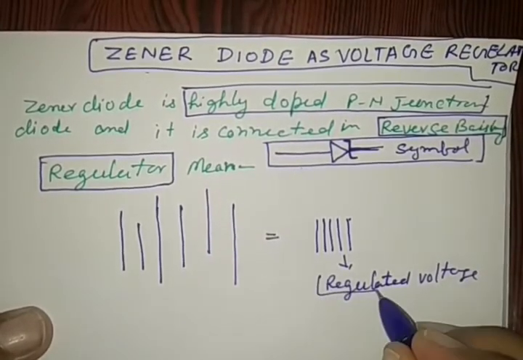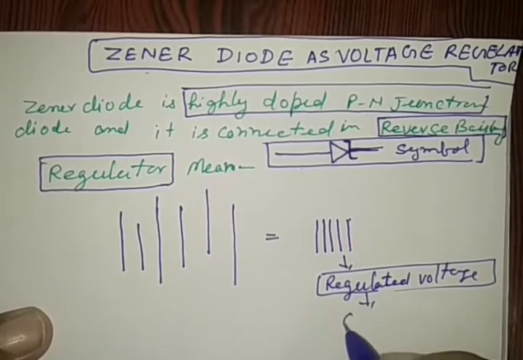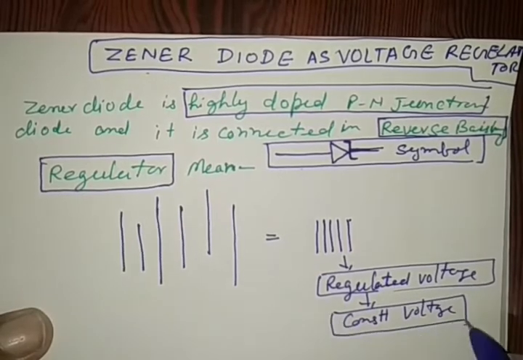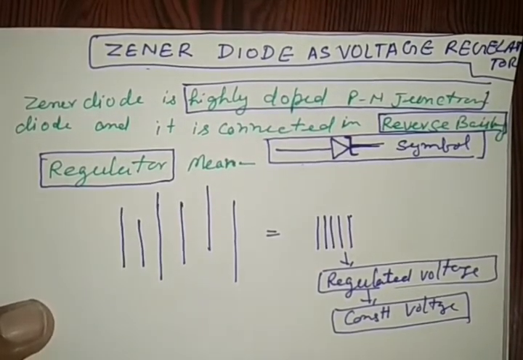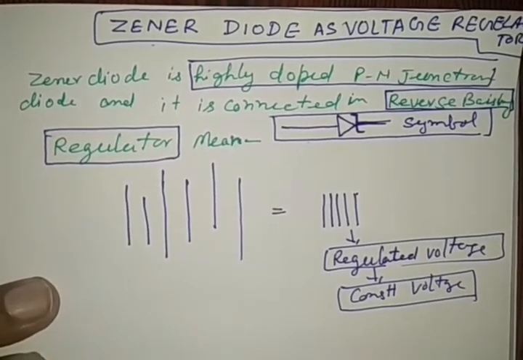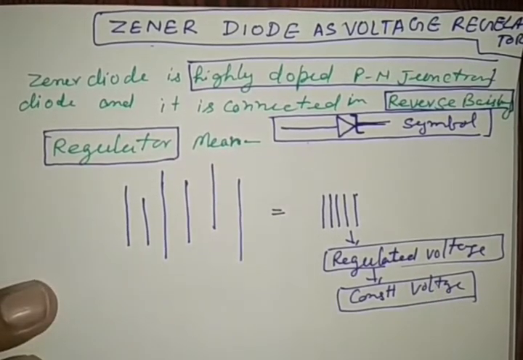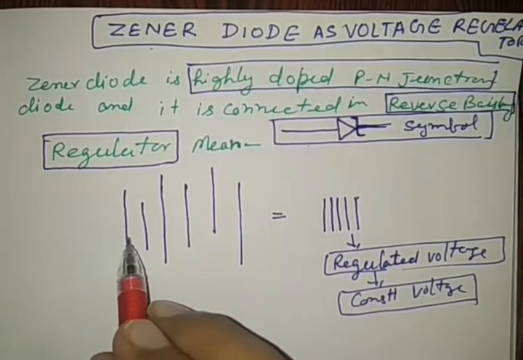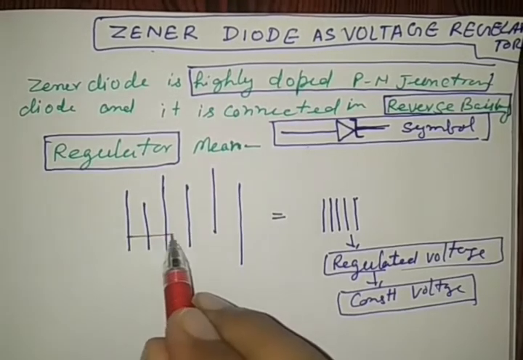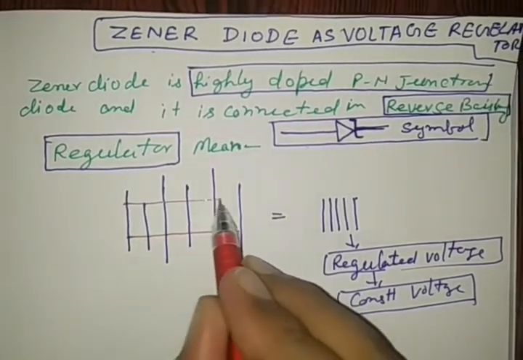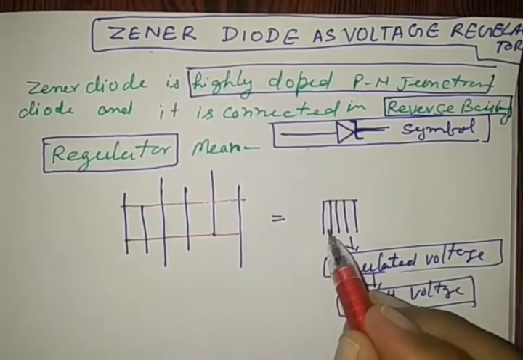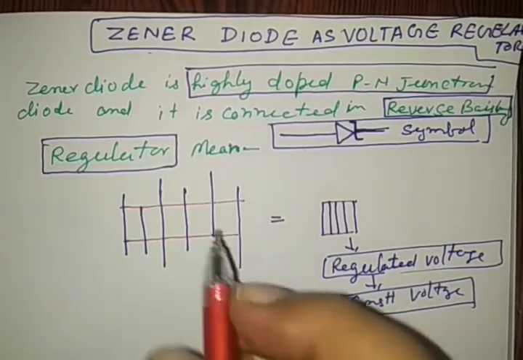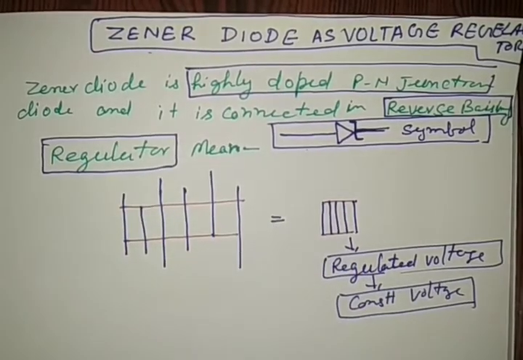Regulated voltage means a constant voltage. Zener diode is used for this purpose, to regulate the voltage. Now, to regulate the voltage, what is required here? To cut this portion and convert it into this form. So cutting these is called regulation. Regulation stands for this.